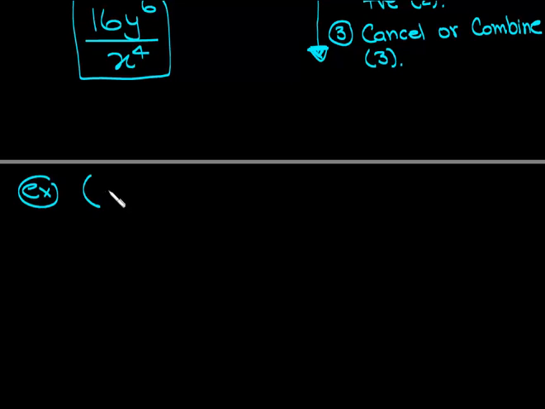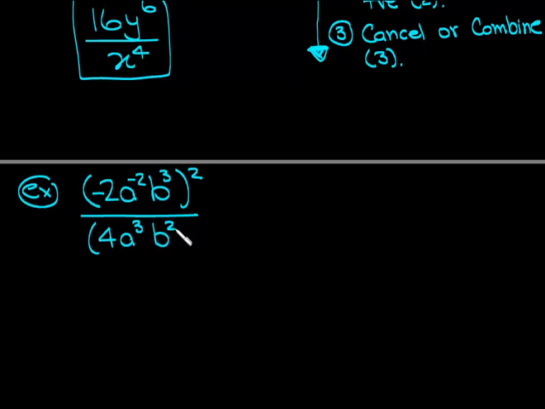So let's say I have negative 2 a to the negative 3 b cubed, raised to 2, divided by 4 a to the 3 b to the 2, cubed. Okay, so let's take a look at this example.